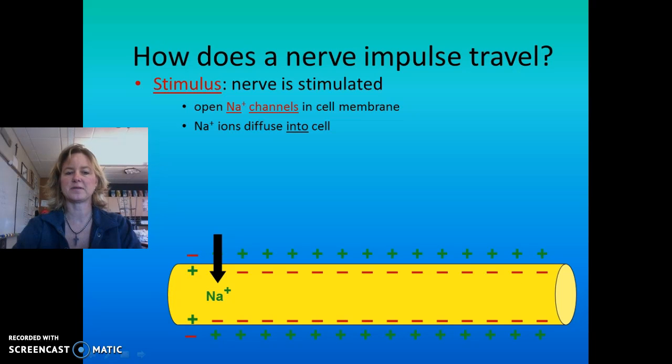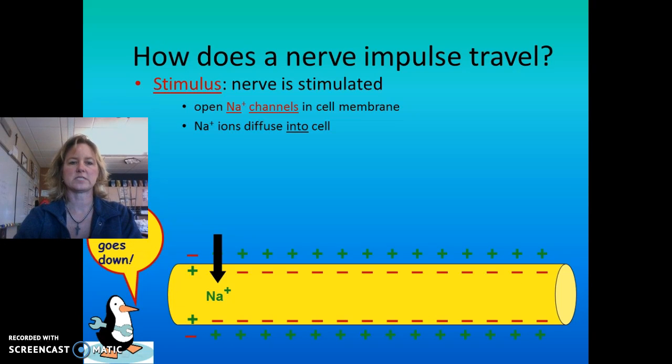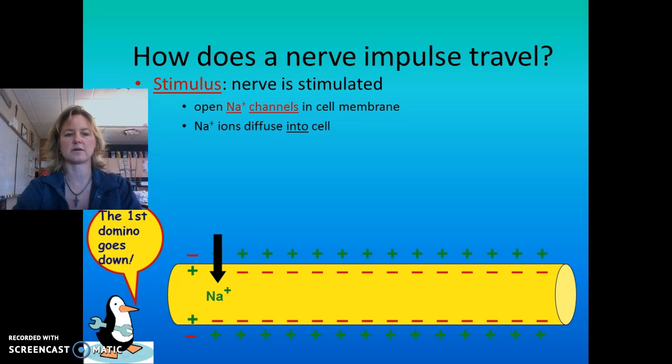Not only do we have the concentration gradient here, but we also have an electrochemical, or electrical, gradient because it's positive on the outside, negative on the inside, and opposite charges attract. So sodium is going to be attracted to that negative inside. When these sodium channels open up, this is our first domino going down.